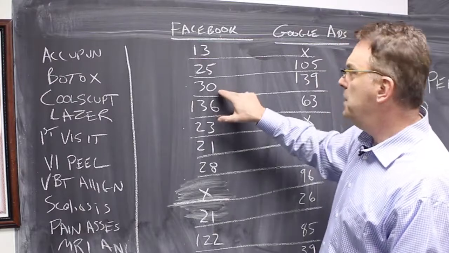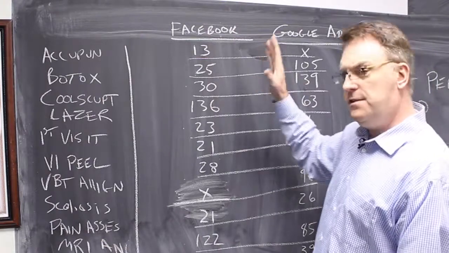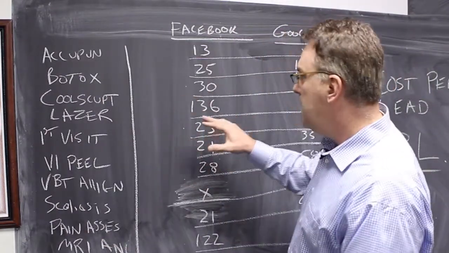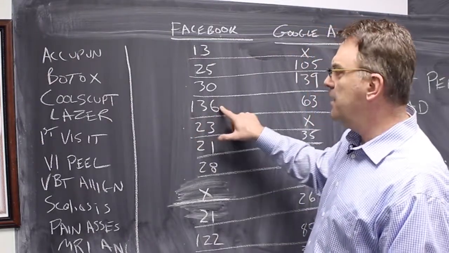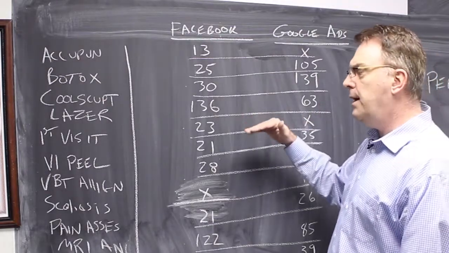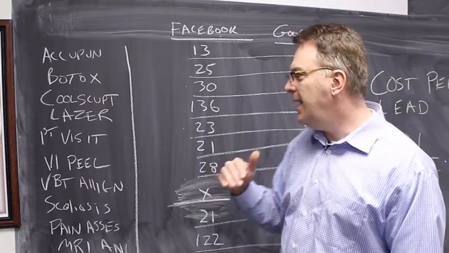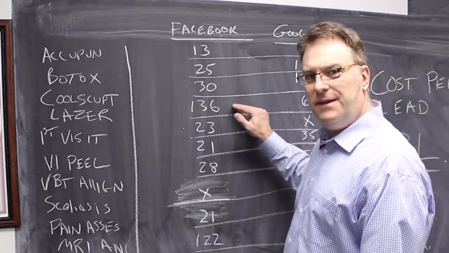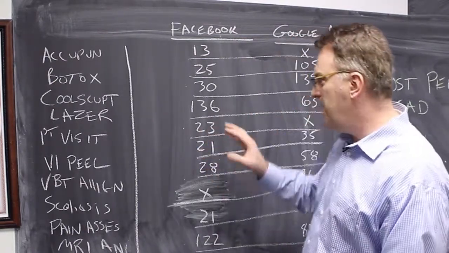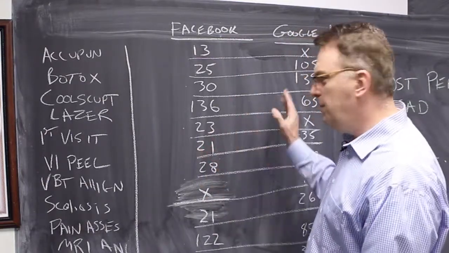CoolSculpting, $30 in Facebook, $139 in Google Ads. Again, this is the average I'm seeing over the last couple of months. Laser hair removal, $136 in Facebook, $63 in Google Ads. So now we see a flip-flop, right? There are actually social reasons why people don't want to click on this stuff in Facebook, because it's weird. There's an algorithm in there that creates challenges with some of the ideas of how you use these platforms.